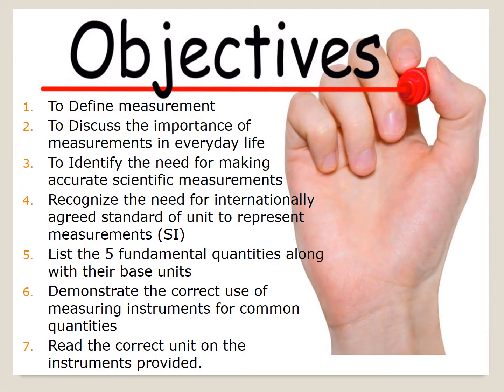Objectives for this week, guys, are to define measurement, to discuss the importance of measurements in everyday life, to identify the need for making accurate scientific measurements, recognize the need for an internationally agreed standard of unit to represent measurement, which is also known as SI, list the five fundamental quantities along with their basic units, demonstrate the correct use of measuring instruments for common quantities, and read the correct unit on the instrument provided. Let's get started.